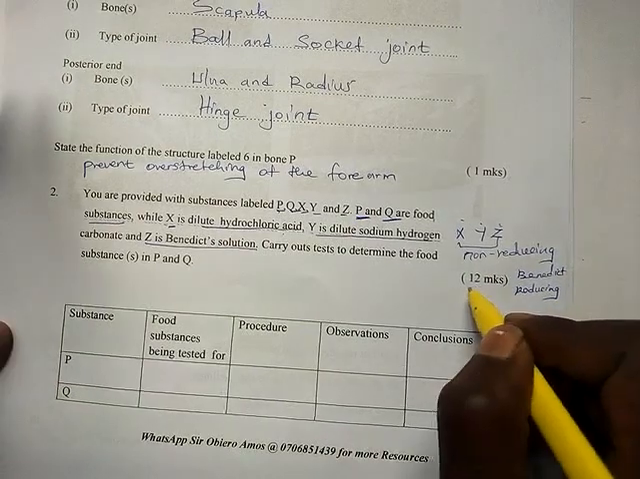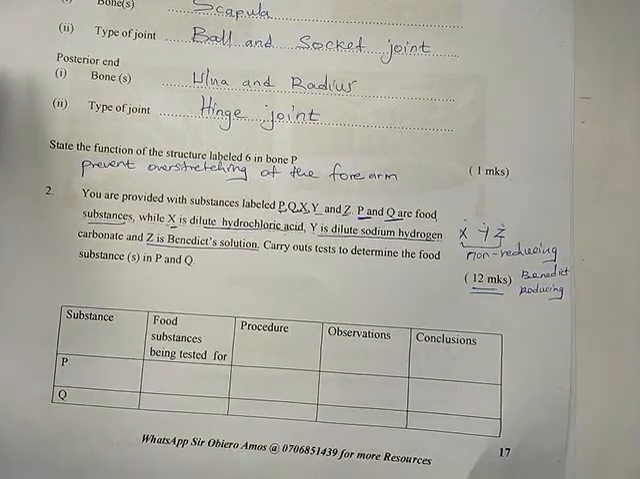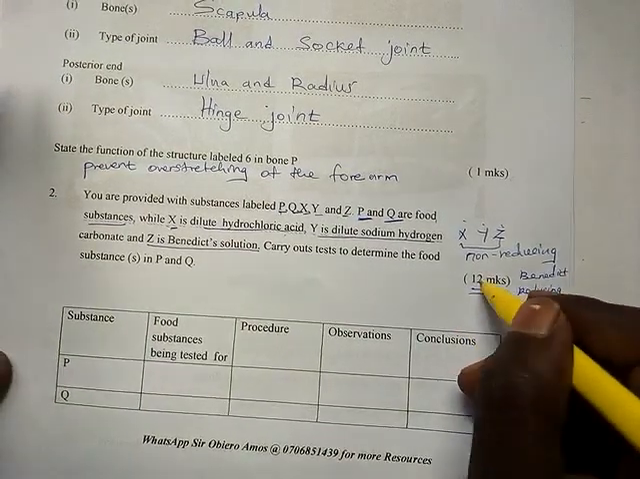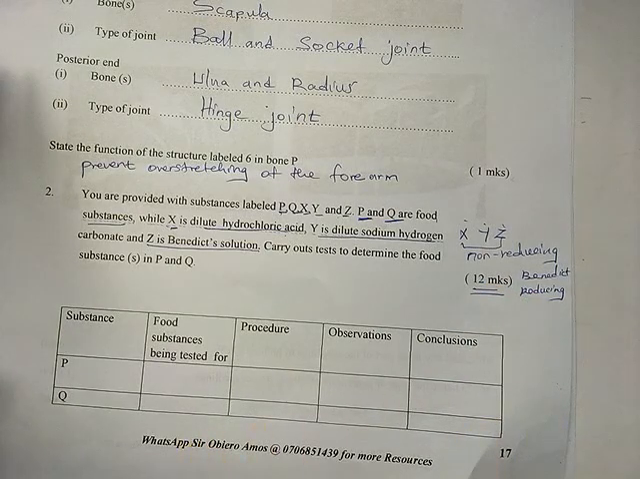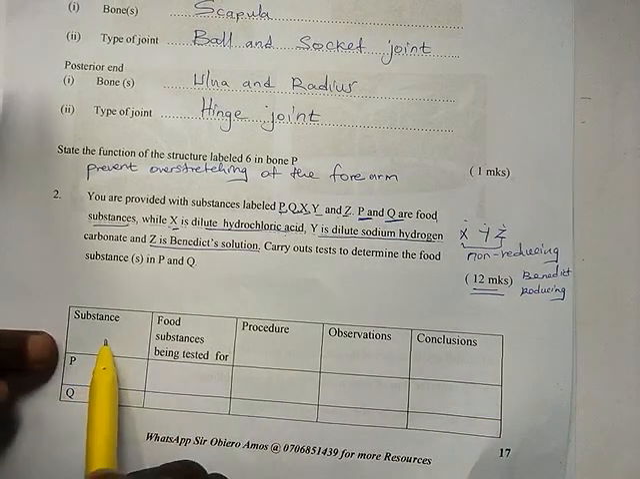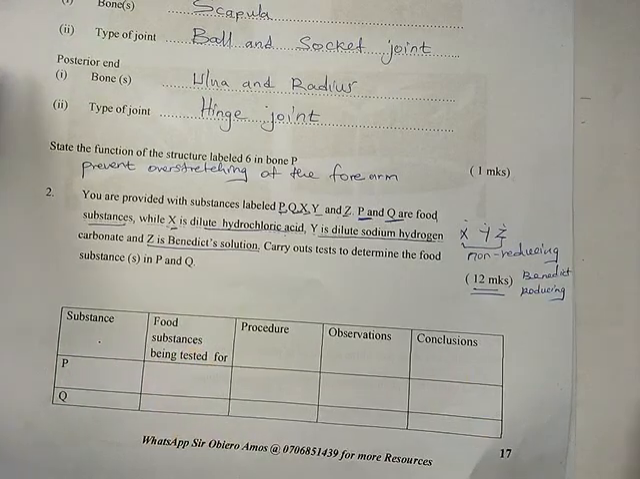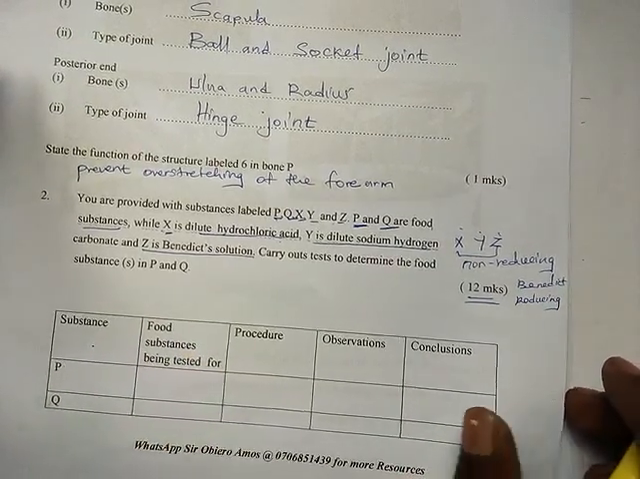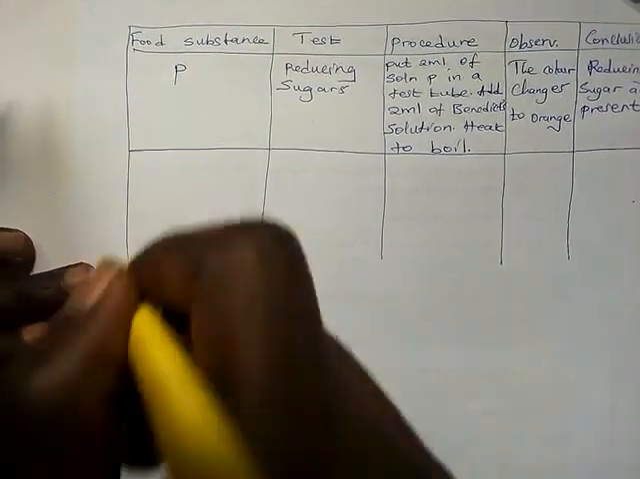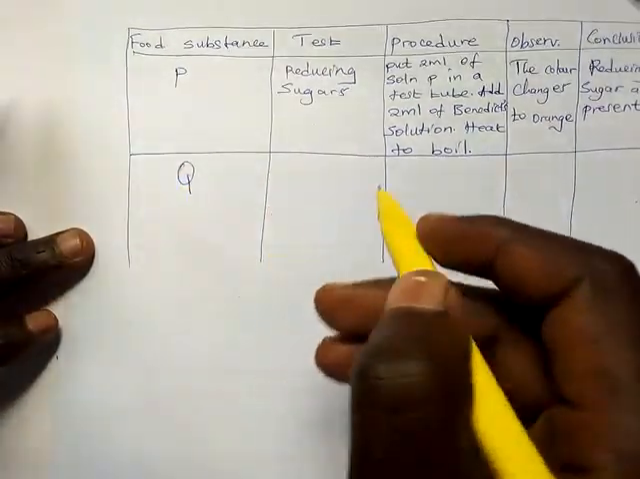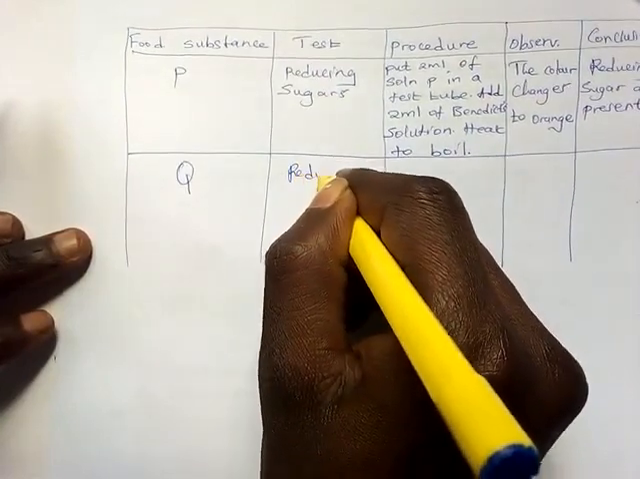Now here you should be able to identify the marks first. When you have seen there are 12 marks and you are testing for 2 food substances, you should test one substance after the other. Like here we are testing now. Let's go to Q. We test also for the reducing sugar.